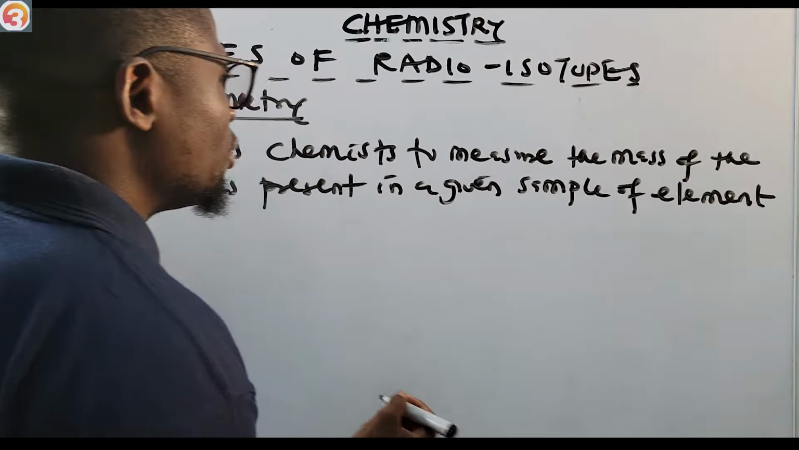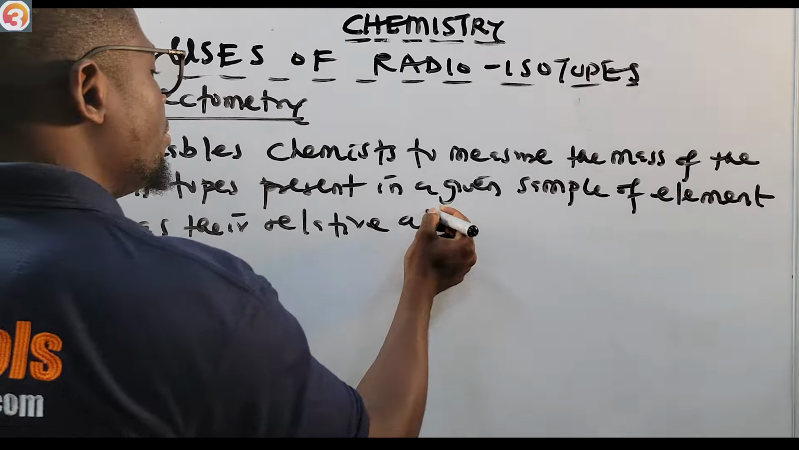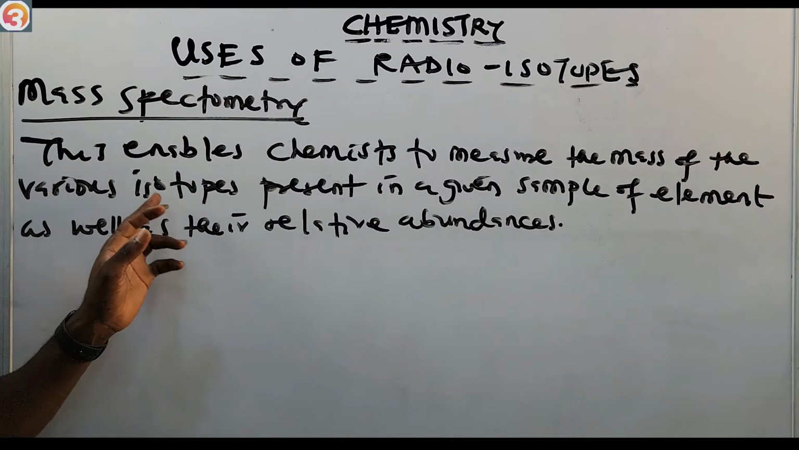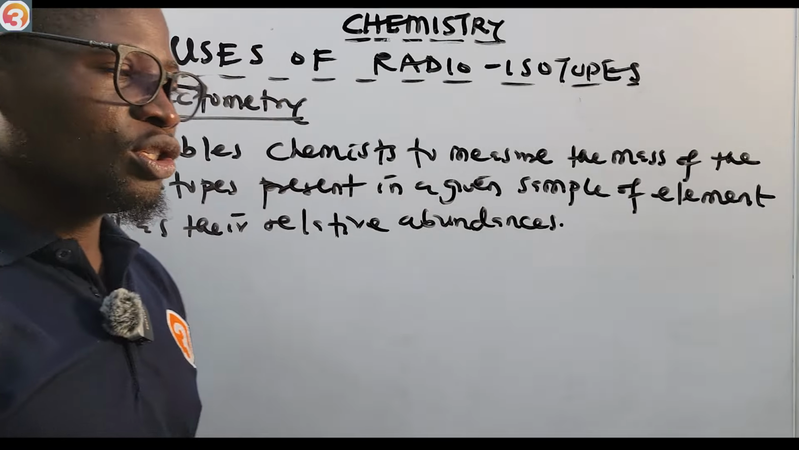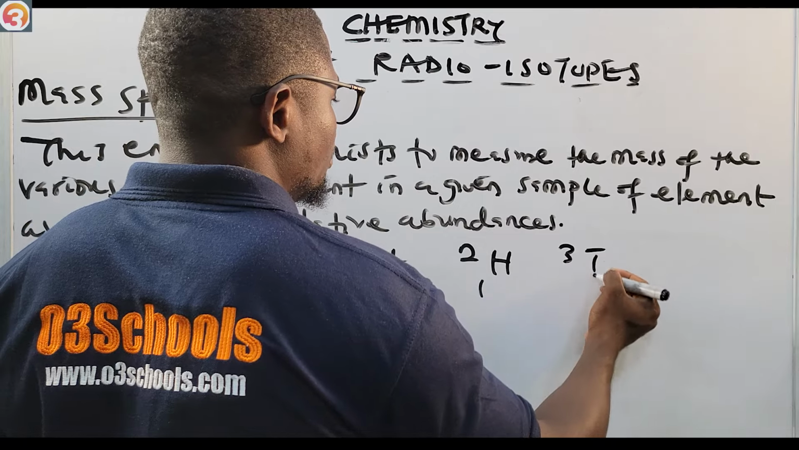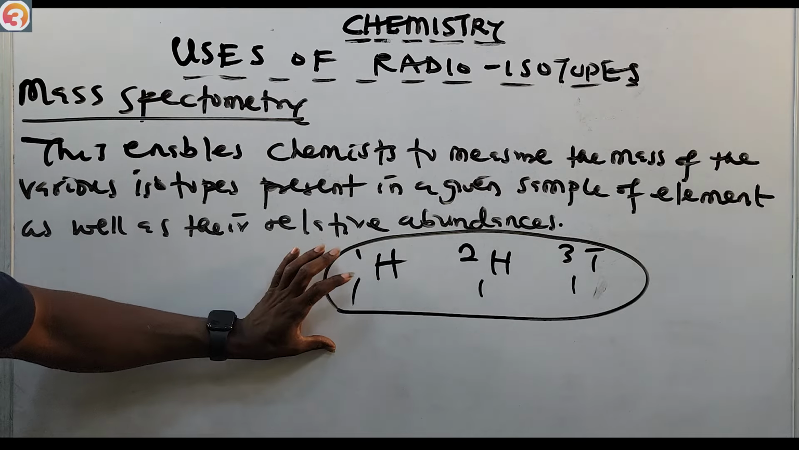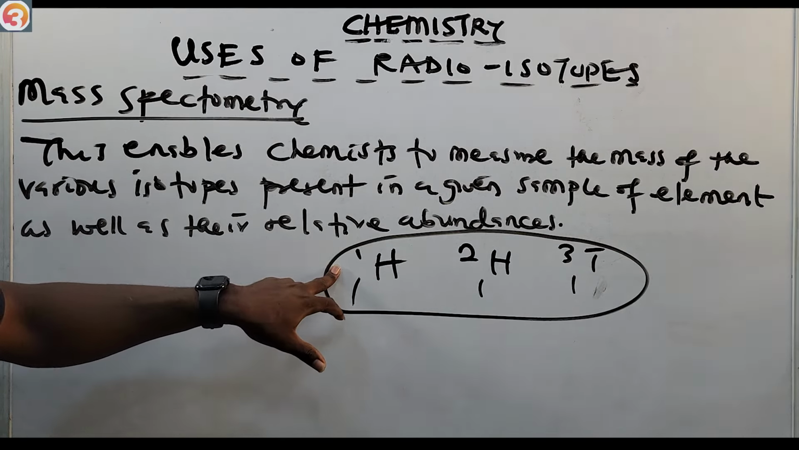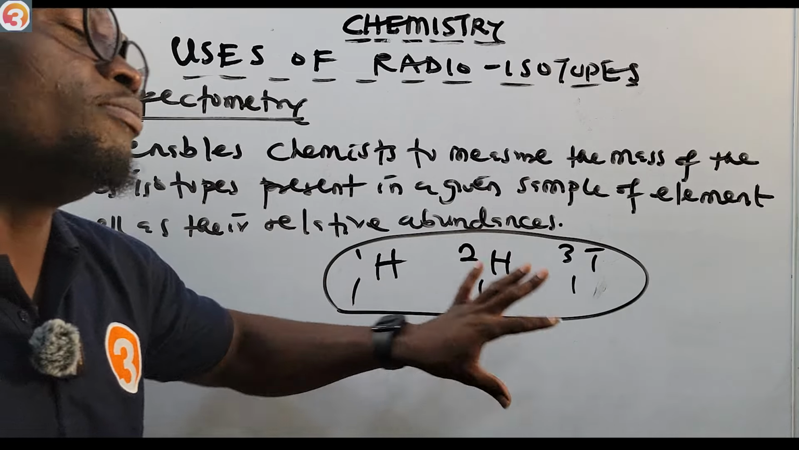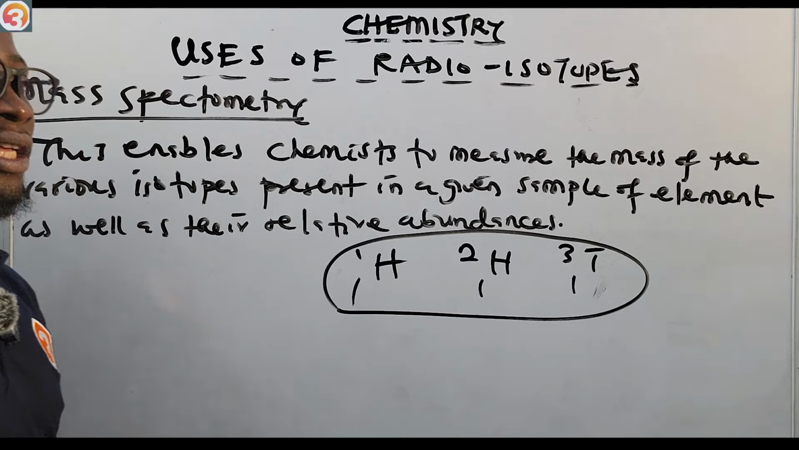As well as their relative abundances. So this enables chemists to measure the mass of various isotopes present in a given sample of elements. For example, hydrogen has three isotopes: the proton, the deuterium, and the tritium. Mass spectrometry enables chemists to measure the mass of the various isotopes. This one has a mass number of one, this one mass number two. How did they determine it? Mass spectrometry enables chemists to measure this mass present in a given sample of elements, as well as their relative abundances.